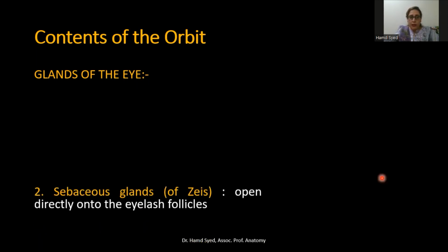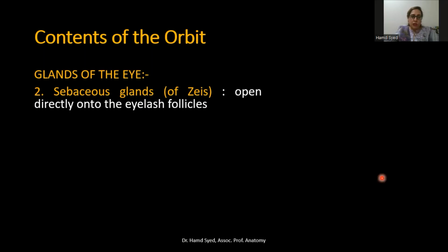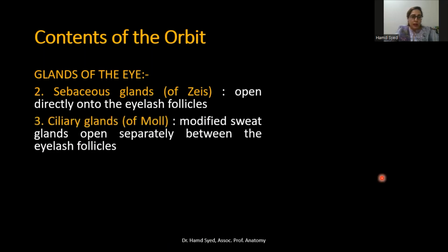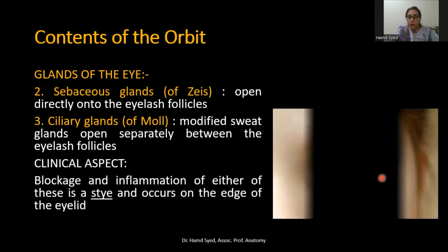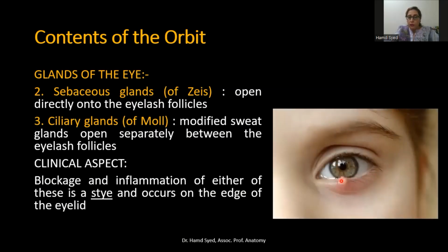There are also other glands of the eye, such as the sebaceous glands of Zeiss. These are the ones which open directly onto the eyelash follicles. Also present are the ciliary glands of Moll, which are modified sweat glands, and they open separately between the eyelash follicles. If there is blockage or inflammation of either of these, then this will cause the stye. And many of you might have experienced having a stye, which is due to the blockage or inflammation of either of these glands of Zeiss or Moll, and this is located on the edge of the eyelid.